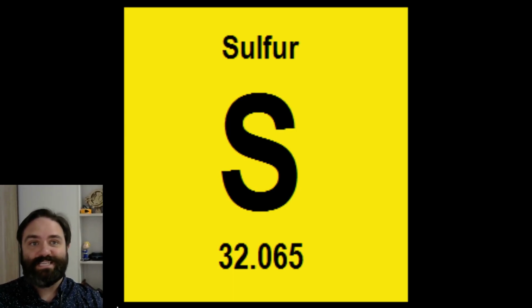Sulfur is element number 16 with a mass of 32. It is a yellow solid at room temperature. It is a non-metal, having all the properties of non-metals. For example, it's an electrical insulator. Sulfur is a very important raw material, and there are many sources of sulfur.